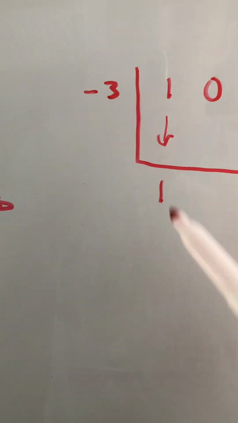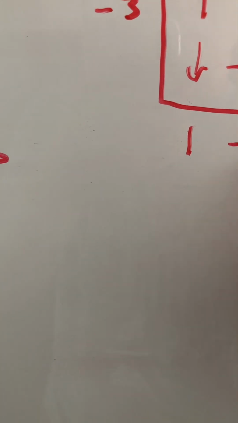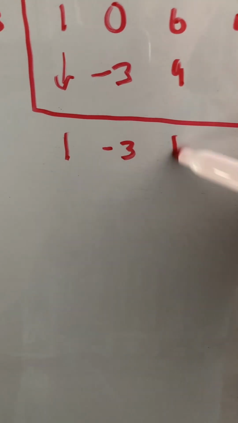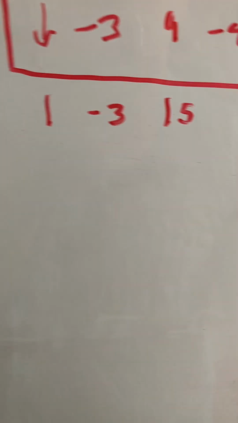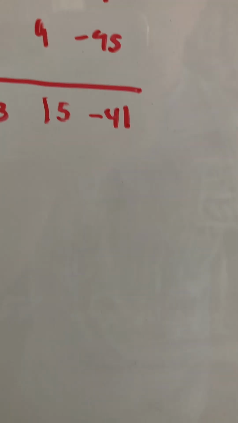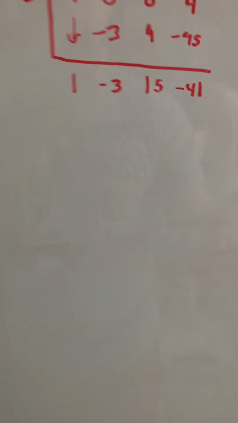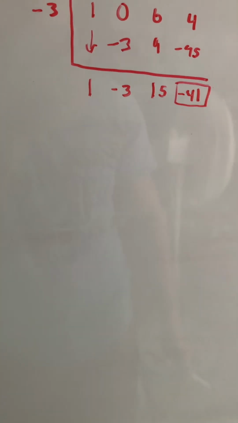1 times negative 3, I get negative 3. 0 minus 3 is negative 3. Negative 3 times negative 3 is 9. 6 plus 9 is 15. 15 times negative 3 is negative 45. Negative 45 plus 4 is negative 41. So I got negative 41 as my remainder. It is a non-zero remainder.